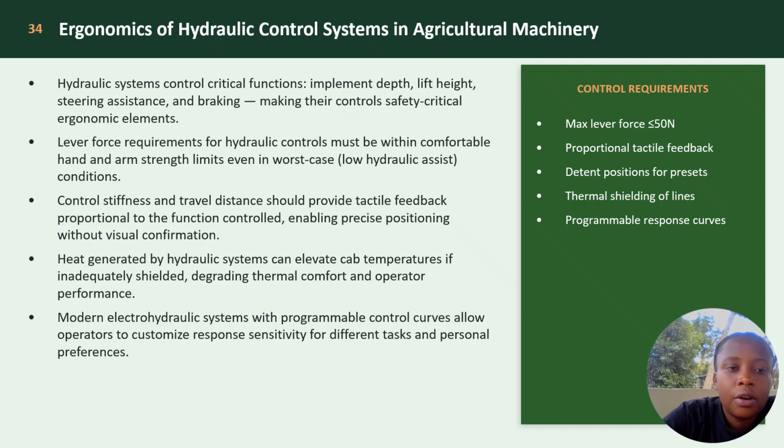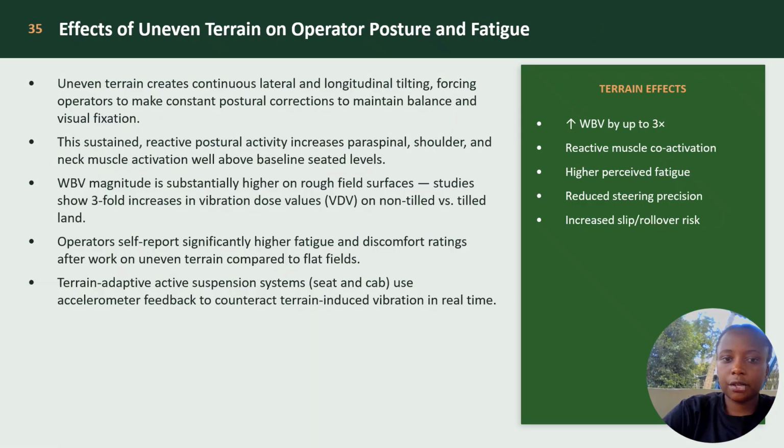Topic 34 is about ergonomic hydraulic control systems in agriculture. Hydraulic systems control critical functions implemented in lift, hitch, steering assistance, and braking, making their control ergonomically critical. Control requirements: maximum lever force less than or equal to 50 newtons, proportional and tactile feedback, detent positions on presets, thermal shading, and programmable response curves.